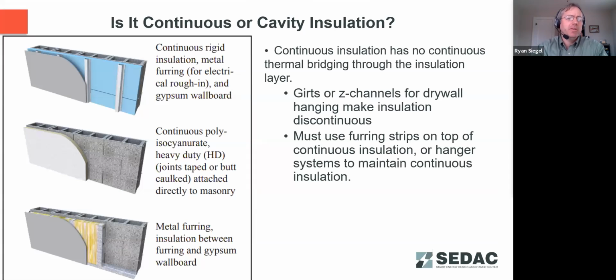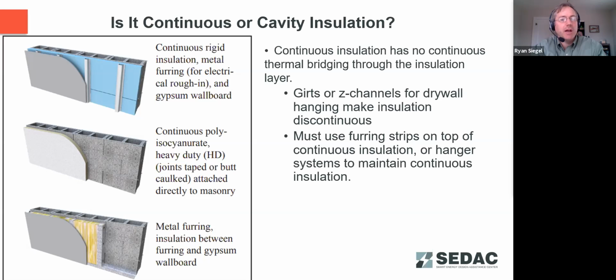So something to be aware of is the definition of continuous or cavity insulation. Cavity insulation is insulation that is installed between framing members, whereas continuous insulation is only broken by the fasteners or service openings. So we can see a couple of different depictions here.